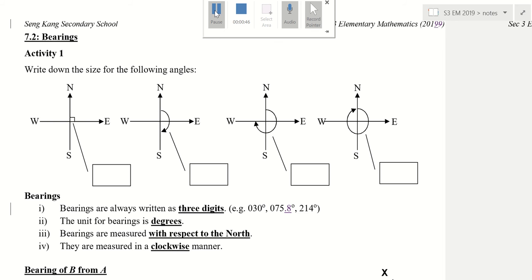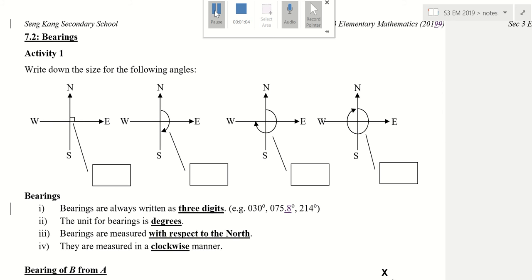Wait, isn't it 300? 300 is 300 degree lah, huh? Yes. I thought it's got the decimal one. No. So it must be 3 digits, and this 3 digit is only the first number before the decimal point.